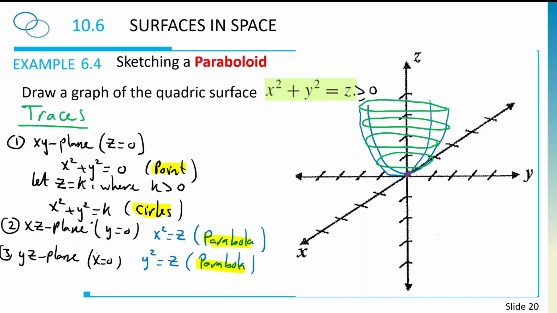Or let's say this is the last one. So as you see, we have two parabolas and circles with a point here. So this is the paraboloid. This is the paraboloid. Okay, good. So this is the second surface.